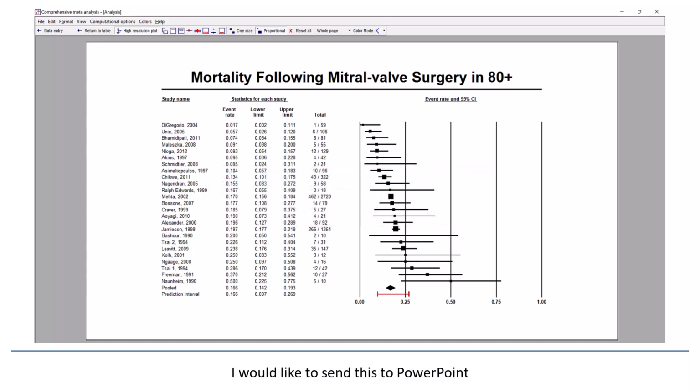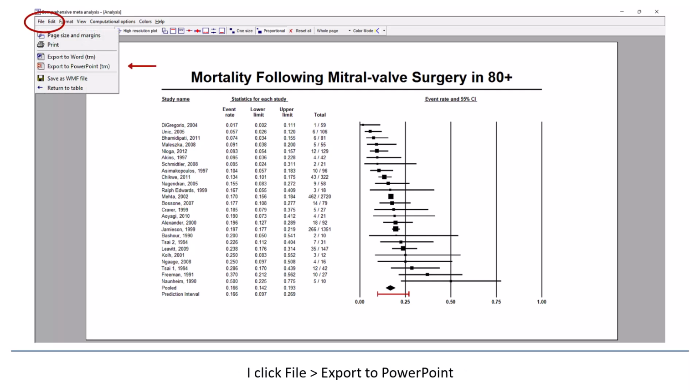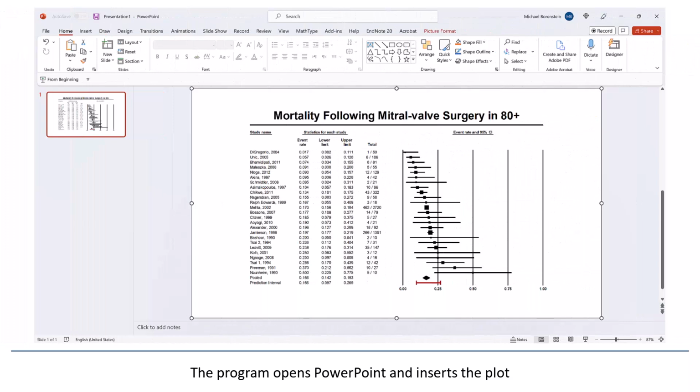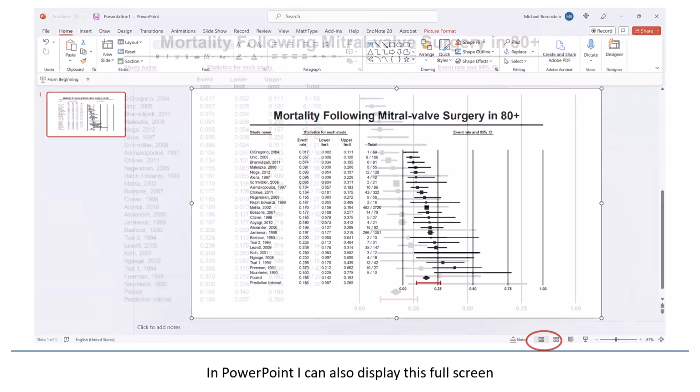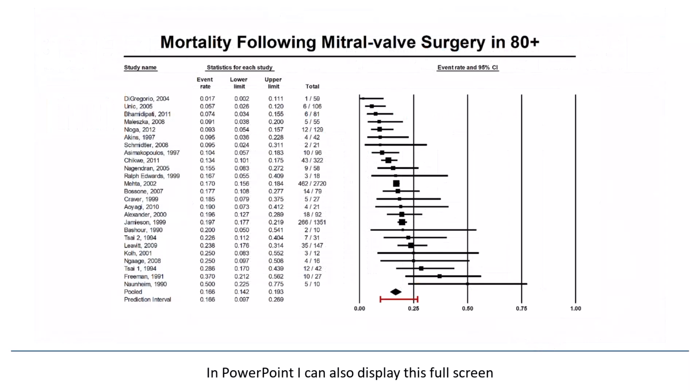I'd like to send this to PowerPoint. I click File, Export to PowerPoint. The program opens PowerPoint and inserts the plot. In PowerPoint, I can annotate the plot, adding text, arrows, and so on. In PowerPoint, I can also display this full screen.